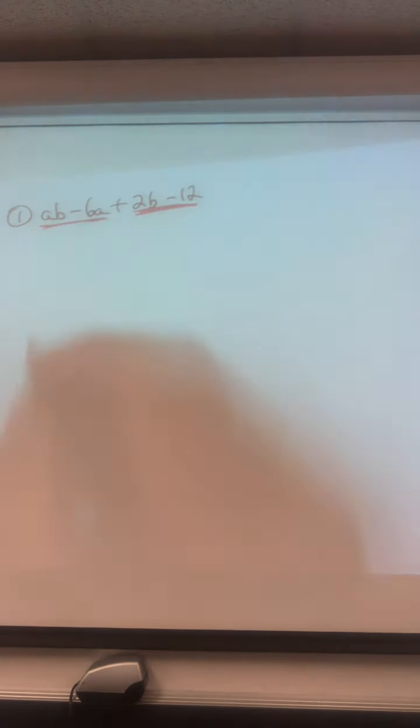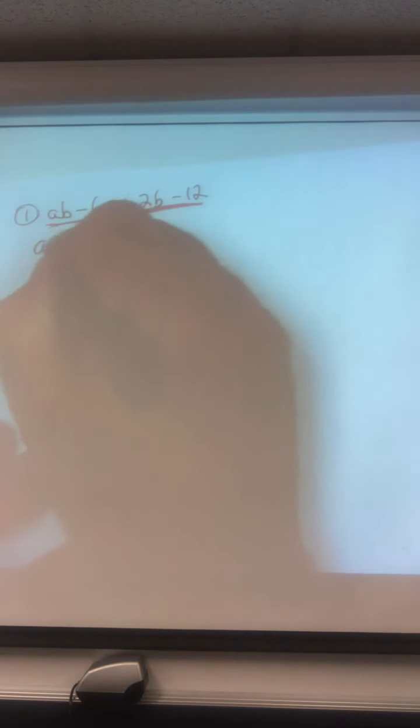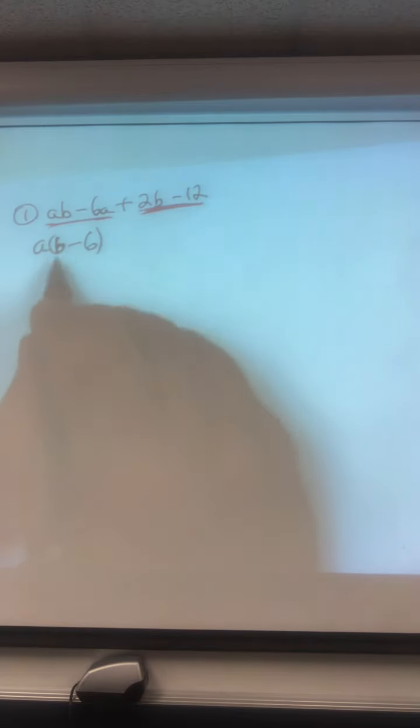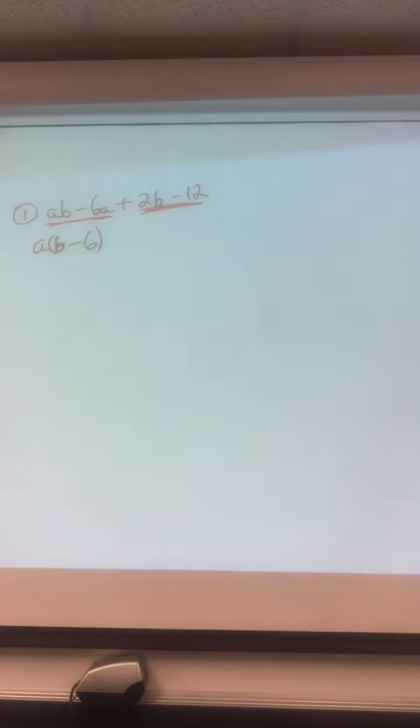Step 2, factor out the GCF from each group. All right, so I'm going to cover this up. So I've got AB minus 6A. What is the GCF in those 2 terms? A. So I'm going to factor an A out. And when I do, A divides into AB and leaves B, minus A into 6A leaves 6. So this is a B, right? I really should have made that a capital letter or something. This is B minus 6.